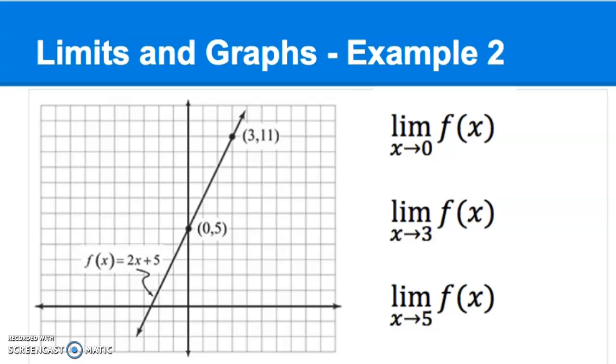If you haven't already looked at the graph and tried to answer these on your own, please pause the video and do so. If you've already figured out the answers, let's go through them. The limit as x approaches 0 for this function, you want to go to 0 on the x, which is here, and you want to look for the function value or the y value, which is 5. So the limit there should be 5.